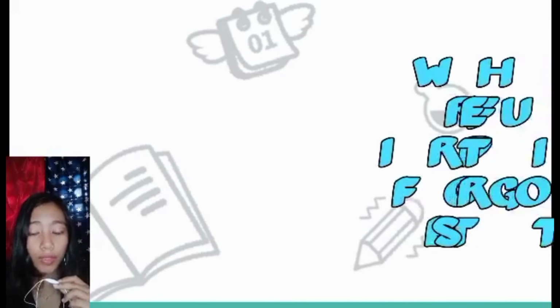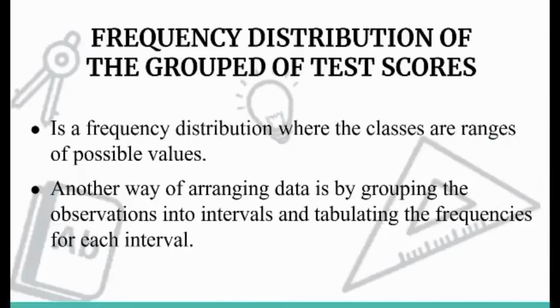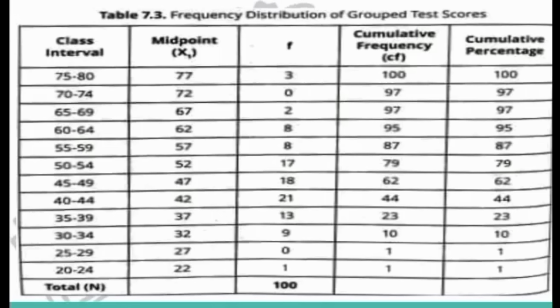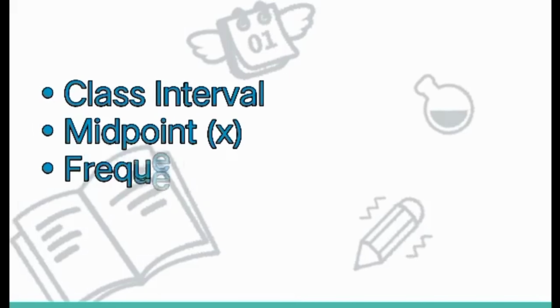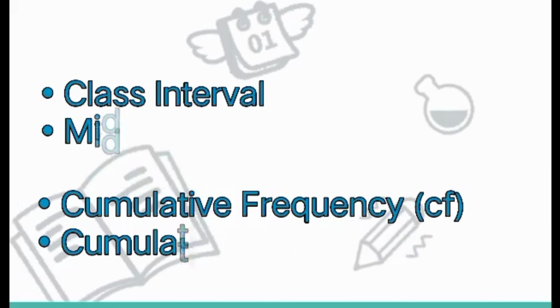Let's define first what is a frequency distribution of group test scores. This is a frequency distribution where the classes are ranges of possible values. This is also another way of arranging data by grouping the observations into intervals and tabulating the frequencies for each interval. Dito sa table, makikita natin na may 5 column which are class interval, midpoint, frequency, cumulative frequency, and cumulative percentage.